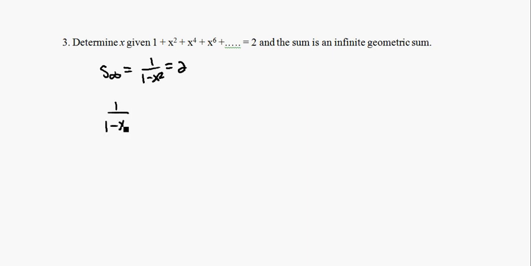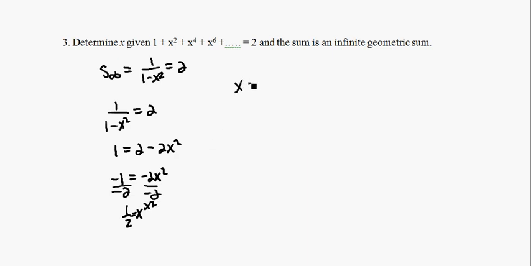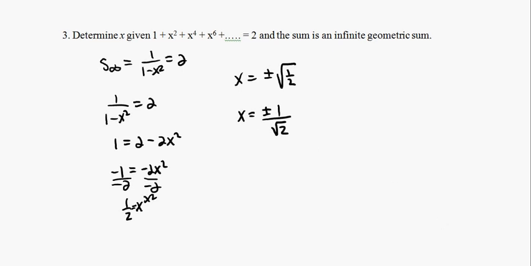So if we just do some algebra, we'll figure out what the x value is. Multiply both sides by 1 minus x squared gives me 1 equals 2 minus 2x squared. Subtracting 2 gives me negative 1 equals negative 2x squared. Dividing by negative 2 gives me a half equals x squared. So x equals plus or minus the square root of 1/2. Taking the square root of the numerator gives me 1. Square root of the denominator is just the square root of 2. And I'm okay with having radicals in the denominator in this problem.